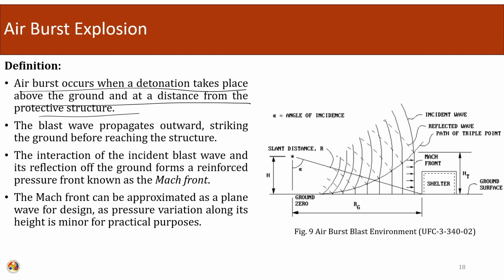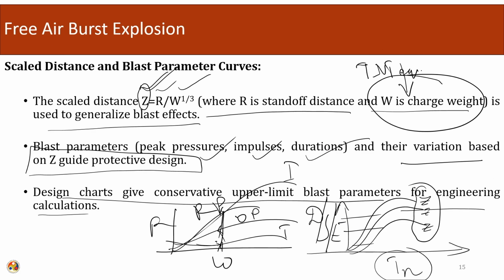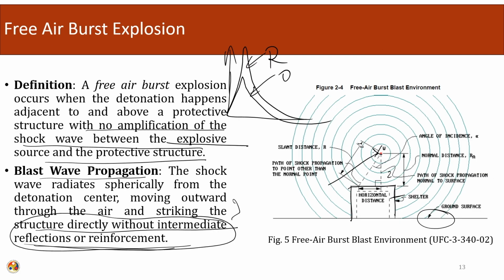In an airburst explosion, the detonation takes place close to the ground. There is a small distance between the explosion and the ground. The blast wave propagates outwards, striking the ground before reaching the structure. In the free air burst, the blast wave was propagating spherically, and it was hitting the structure.